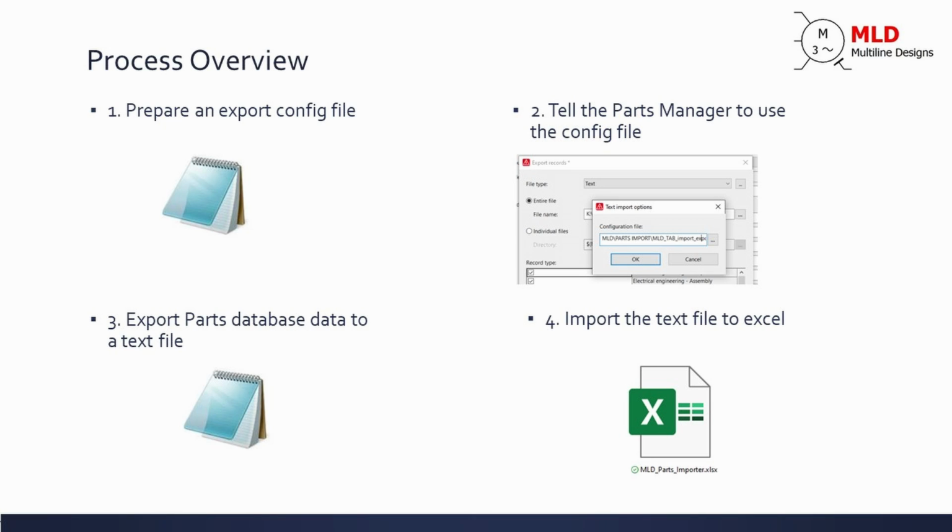Next, we're going to tell the parts manager to use this config file. We're going to link it to the import export tool. We're then going to take some sample parts data and export it to an intermediary text file. We're then going to import that text into an Excel spreadsheet. Once we have that Excel spreadsheet formatted using the config file, all the data that we need will be in the proper columns, in the proper place, to just copy and paste information into this Excel spreadsheet and then send it to the EPLAN parts database.